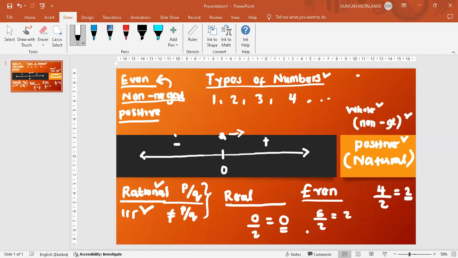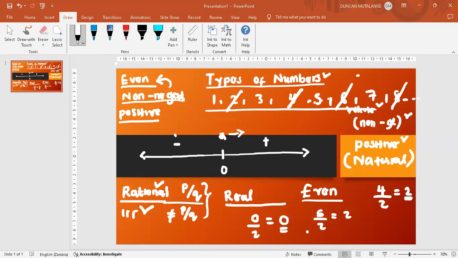In other words, take all the natural numbers, 4, 5, 6, 7, 8, and so on, and remove all the even numbers. What you're remaining with are called odd numbers. All right, so that is that. I hope that is clear.